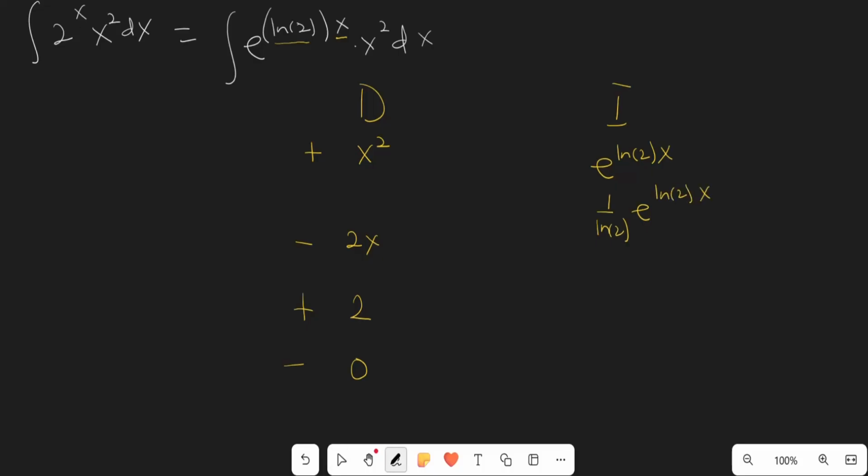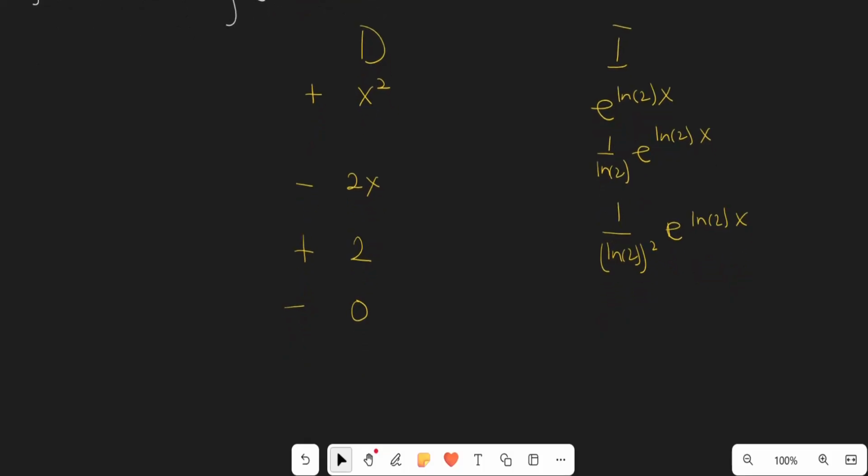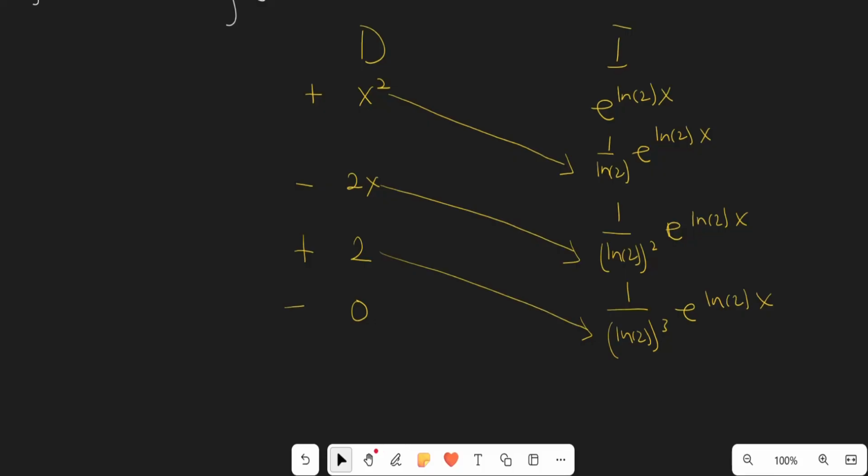You integrate this one again, that's going to be 1 over natural logarithm of 2 squared, e to the natural logarithm of 2 times x. If you are integrating again, that's going to be 1 over natural logarithm of 2 to the third power, e to the natural logarithm of 2x. So we can really do what we have been doing by multiplying terms diagonally. Once you multiply terms diagonally, you don't need to take the integral. So this will be the value of our integral.